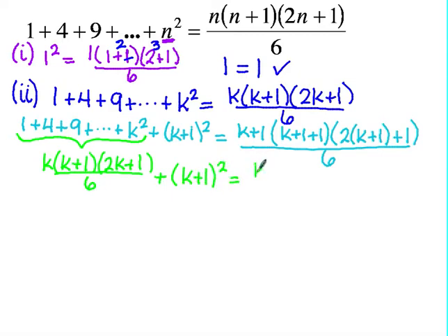Okay, so I have k plus 1 outside. Inside I've got k plus 2. What will this simplify to be here? 3. Good. All over 6. The other thing, I'm going to go ahead and put parentheses around the k plus 1.